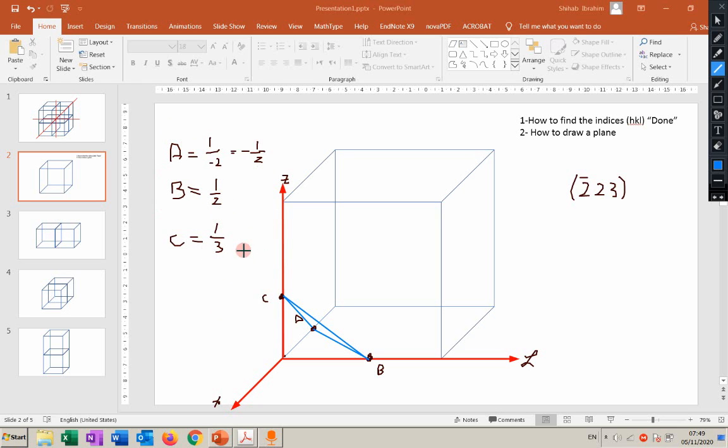Some students will try to multiply by 6. No, you don't need to do this. HKL cannot be fractions, but the intercepts are okay to be fractions. The intercepts A, B, C are okay to be fractions.